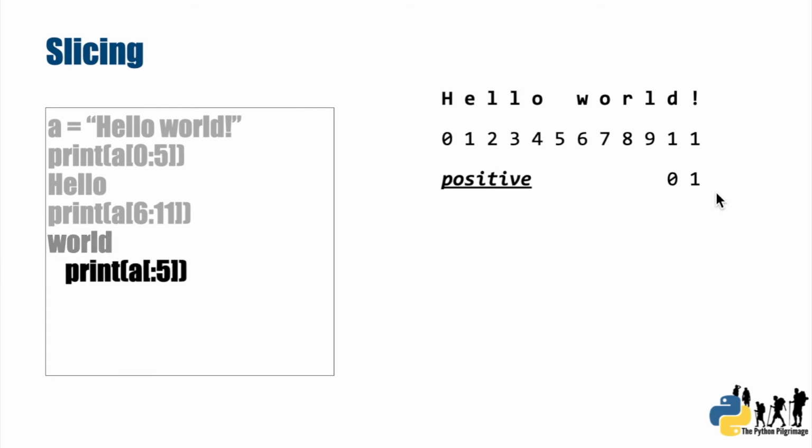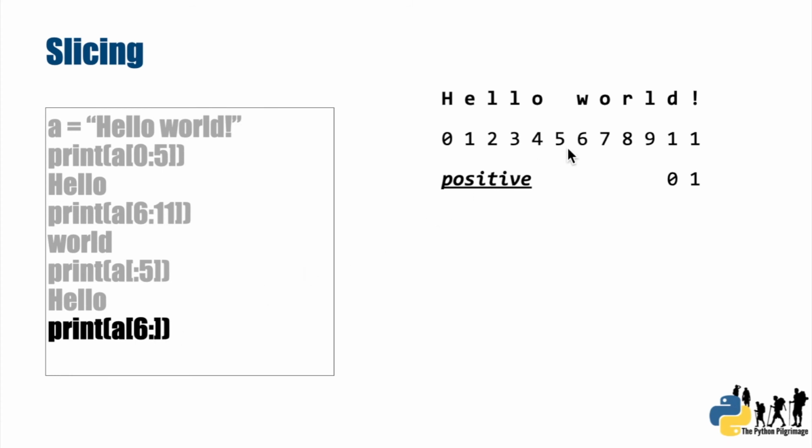You can also omit the start range, meaning it will include everything from the beginning up until the stated index or your end range. So from the start, 0, 1, 2, 3, 4. So we are expecting hello again, which it is. And we can leave out the end index, meaning it will start with index 6 and end at the end of the string. So from 6 up until the end, we have world with the exclamation point.